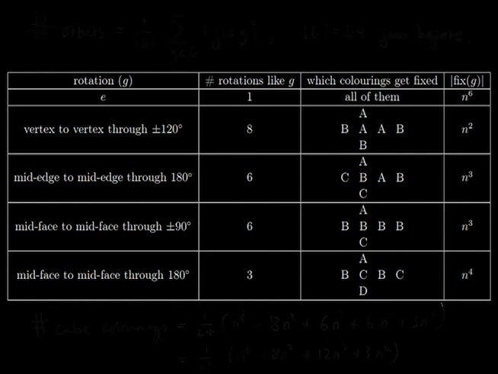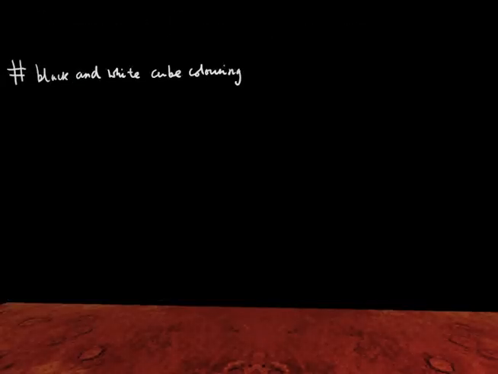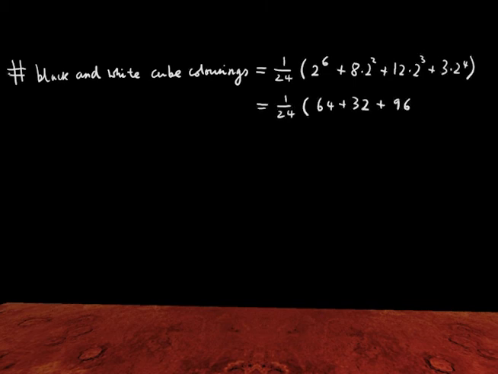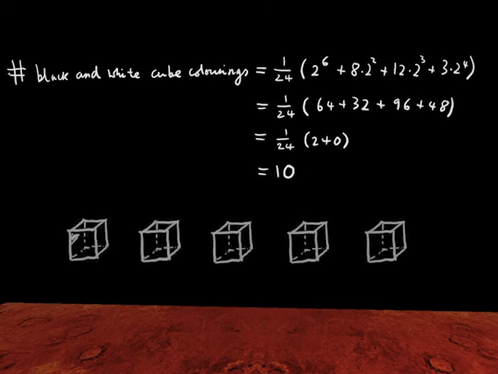When n equals 2, plug in the numbers to get an answer of 240 over 24, which is 10. See if you can check this by drawing all of the black and white colourings of a cube. If you do, don't forget that all black and all white also count as colourings.